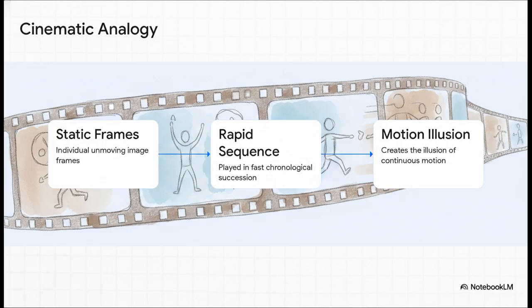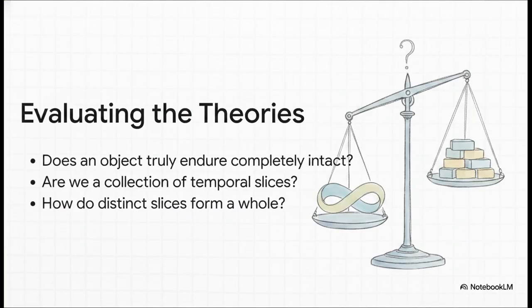Well, the theory of temporal parts views an object's existence exactly like this. You are not one fluid entity. You are an incredibly dense sequence of distinct temporal segments stacked one after another, creating the illusion of a continuous changing whole. So let's evaluate this philosophical tension for a second.